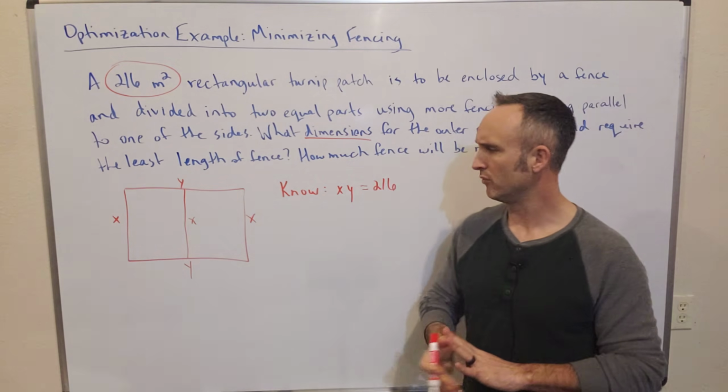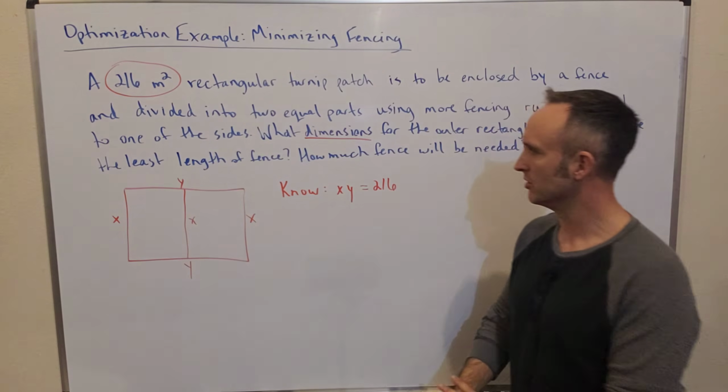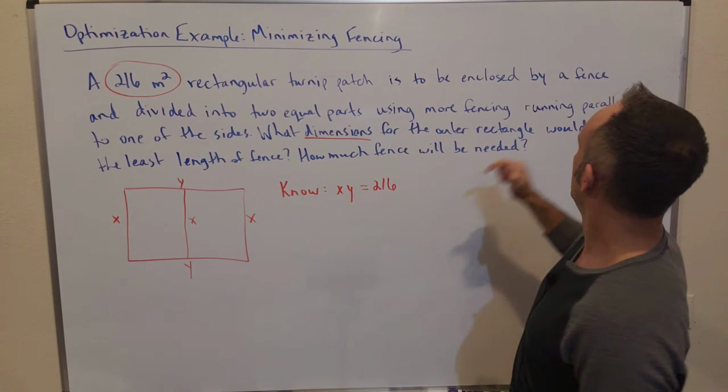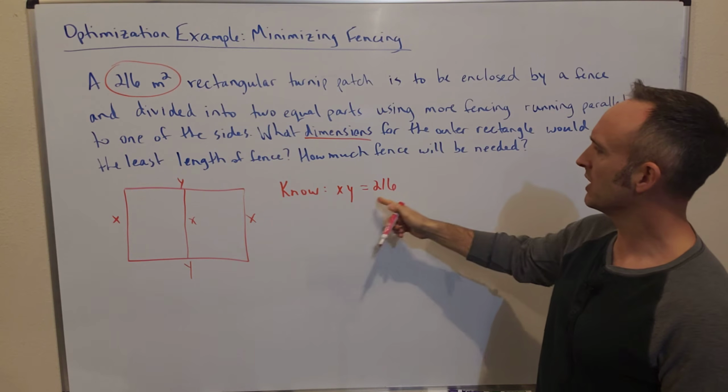And we'll leave the units off. We'll assume that x and y are both in meters, by the way. So that's good to know. They're both in meters. All right, so what else do we need? We need to look for what we're trying to minimize.